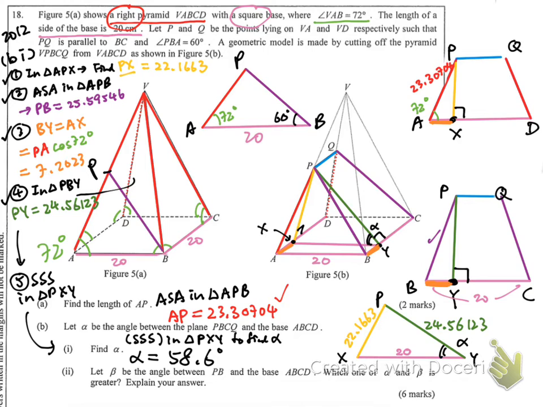Okay, there's also a part B2. Part B2: beta is the angle between the line PB, the purple line PB here, and the base. So first of all, we have to identify where this angle is. For the angle between the line and the plane, we drop the projection of point P to the ground level, and we join that to point B. We discover that beta will be the angle here, between the purple line and the projection on the ground.